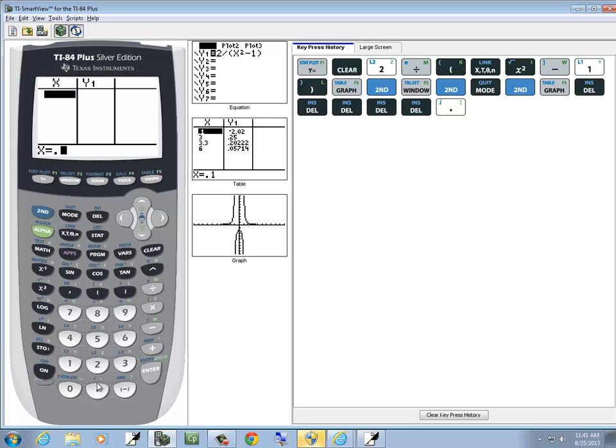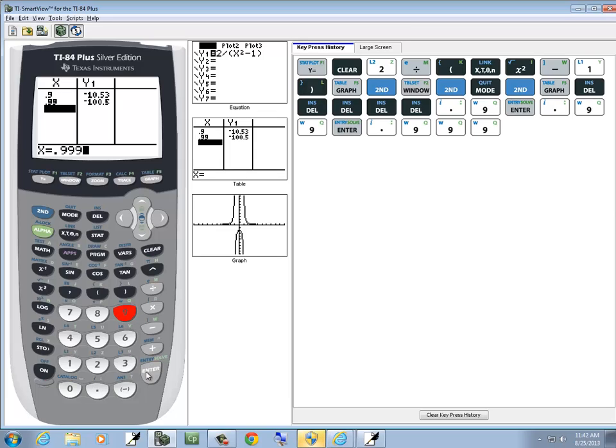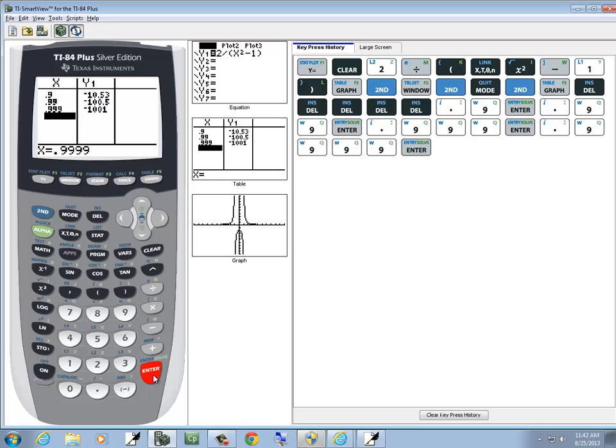So maybe like 0.9, 0.99, 0.999, 0.9999. Now you see as it's getting closer and closer to 1 that these are going to negative infinity. So that justifies it using tables.